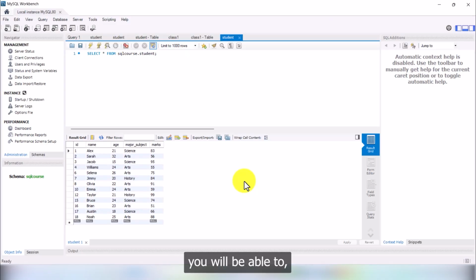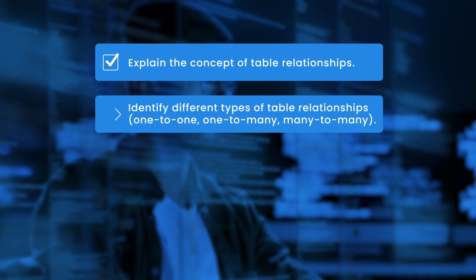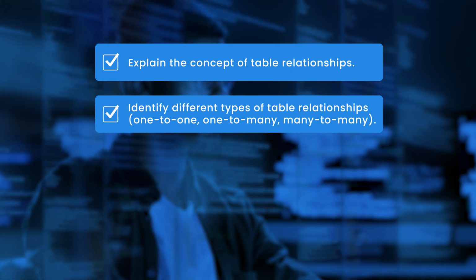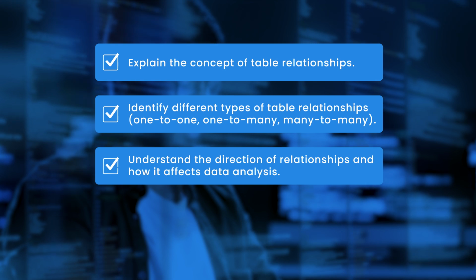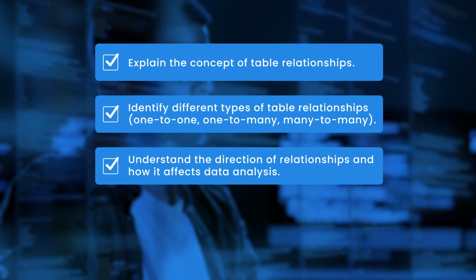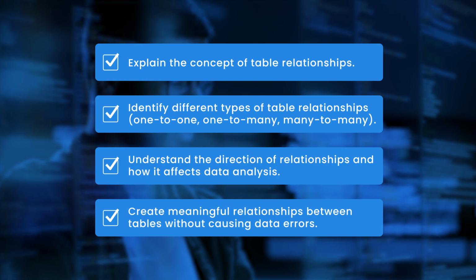By the end of this lecture, you will be able to explain the concept of table relationships, identify different types of table relationships: one-to-one, one-to-many, and many-to-many. Understand the direction of relationships and how it affects data analysis. Create meaningful relationships between tables without causing data errors.